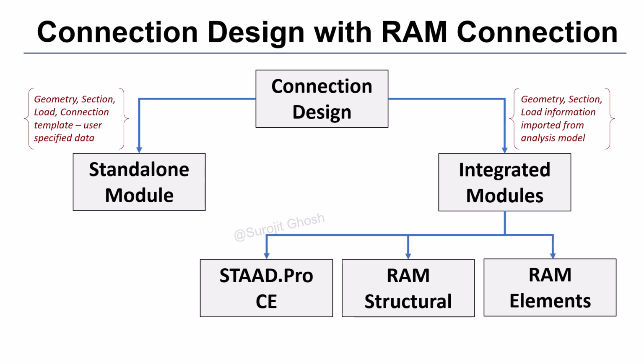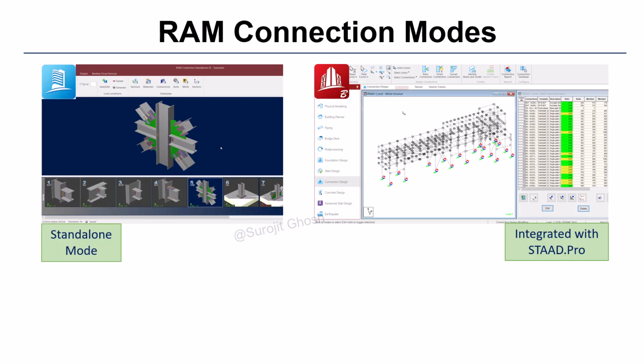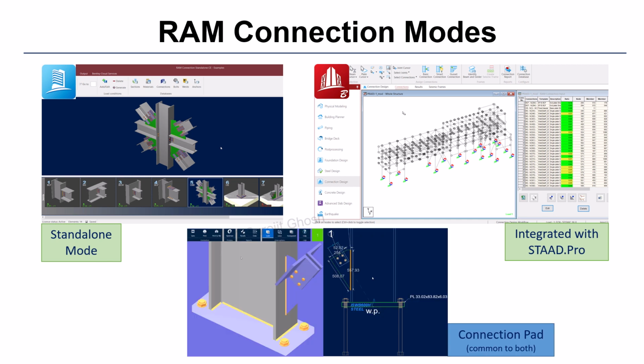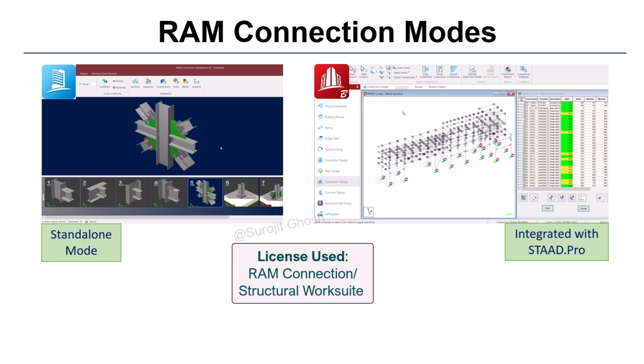In this session, I'll cover the standalone mode and integration between STAAD and RAM Connection, how to use the analysis model for connection design, and finally, how to edit any connection data and review the design results or drawing using Connection Pad. All these modules use a single license. A separate RAM Connection license is required to use the standalone version. It is also used in the integrated connection design module of STAAD and RAM.